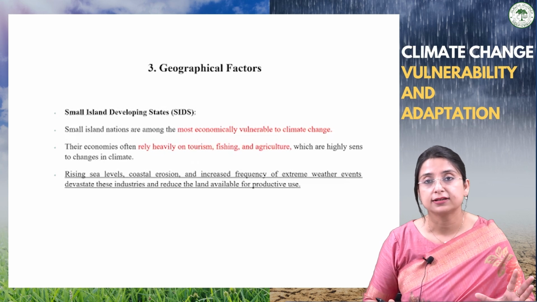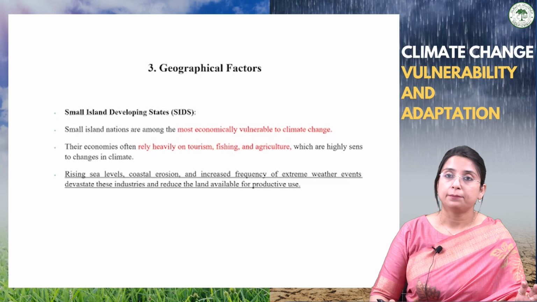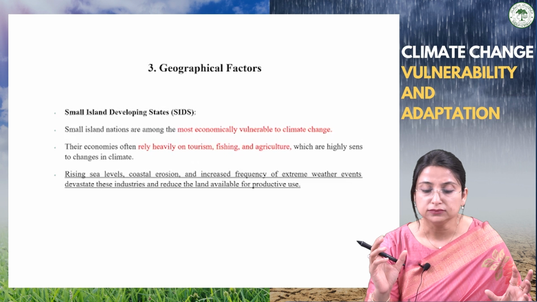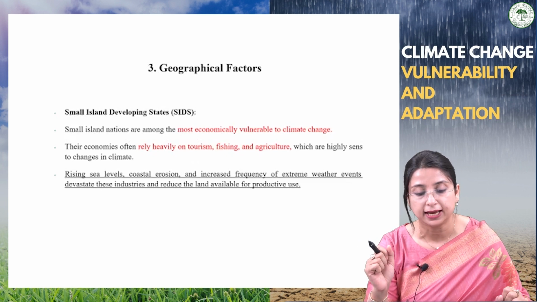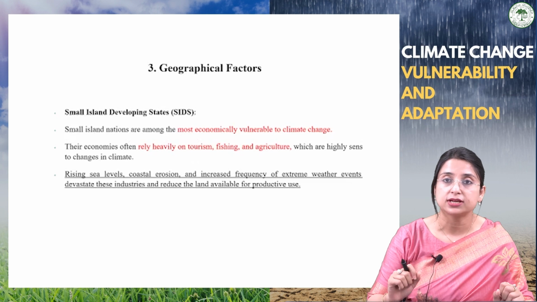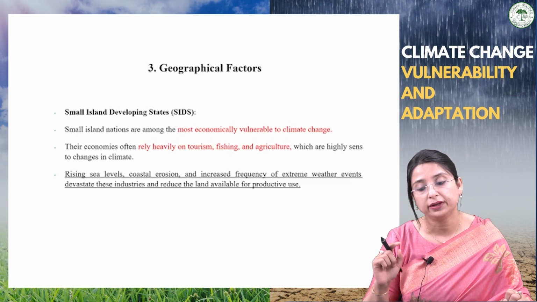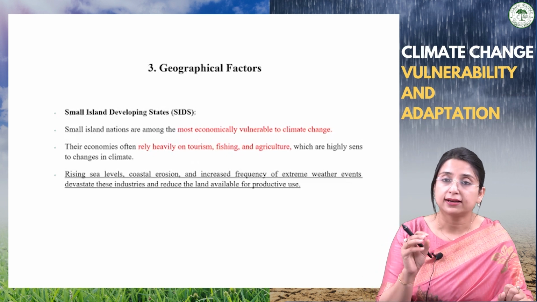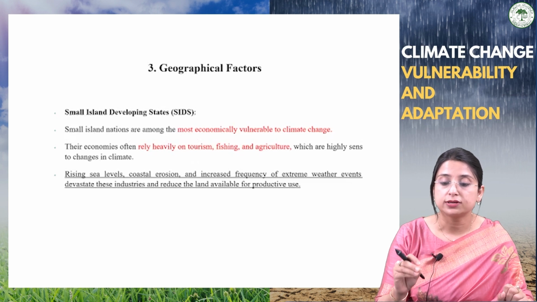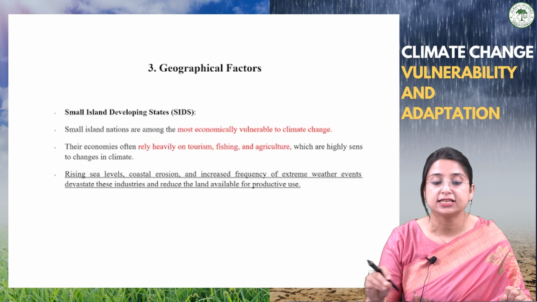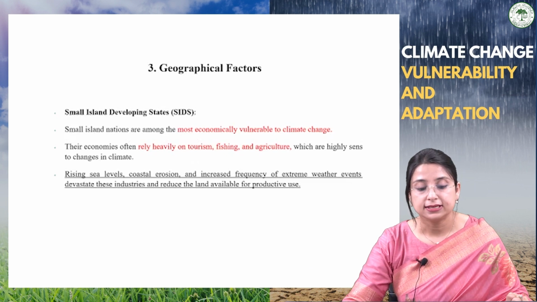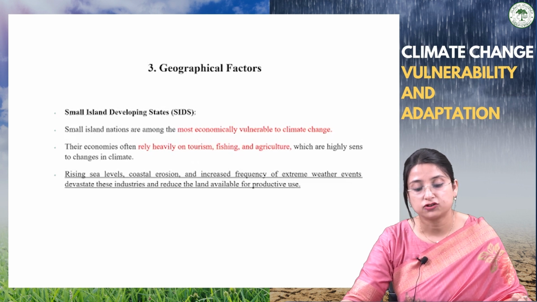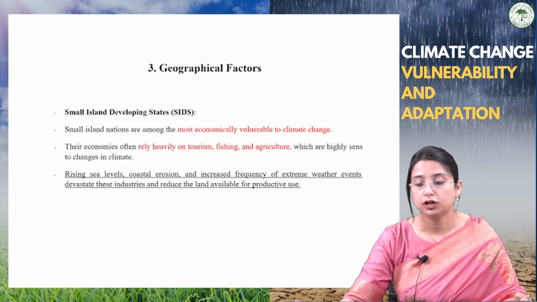Thirdly, how do geographical factors affect economic vulnerability? We will explain this through an example. Suppose we take small island developing states. These are mostly economically vulnerable to climate change. Why? Because they rely heavily on the primary sector, or climate-sensitive sectors like tourism, fishing, and agriculture, which are highly sensitive to changes in the climate. Rising sea levels, coastal erosion, and increased frequency of extreme weather events can devastate these industries and can reduce land available for productive use.